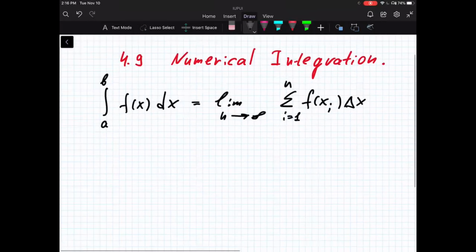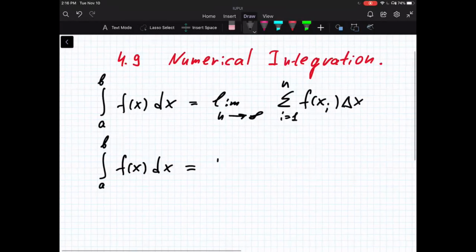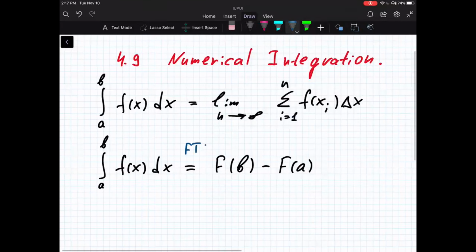Also, we have the fundamental theorem of calculus, which says that if you have this definite integral, then you can calculate it using the antiderivative, and it will be the antiderivative at point b minus the antiderivative at point a. But the problem is that sometimes it's really hard or even impossible to calculate the antiderivative.